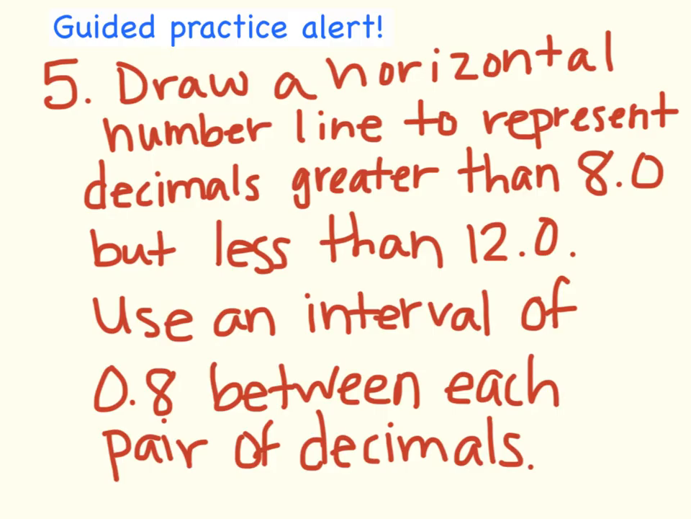And here is your final guided practice for today. Use what we just learned to draw a horizontal number line that will represent decimals greater than 8.0 but less than 12.0. Use an interval of 8/10 or 0.8 between each pair of decimals.